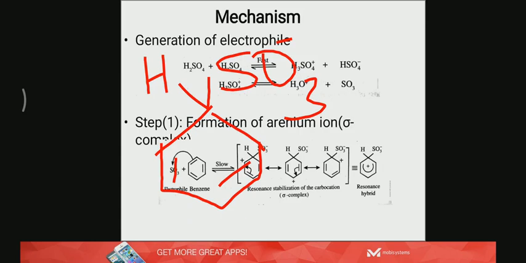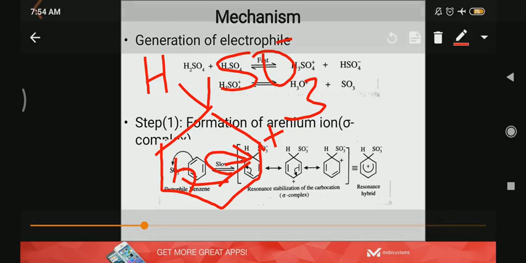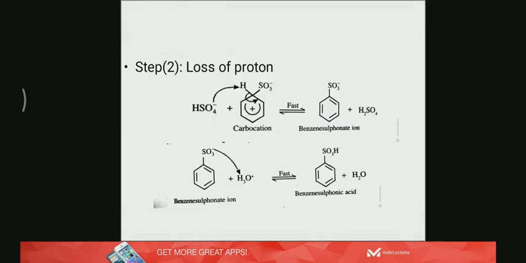The next two structures are the resonance structures for this intermediate. It is obtained by shifting the pi bond inside the ring like this, you know. First, of course, there is a positive charge over here. There is an arenium ion and there is a negative charge on oxygen outside also. So first this pi bond will move to this place and then this will move to this place and you get three structures, and the resonance hybrid is also shown. Okay. Now the second step is loss of proton.